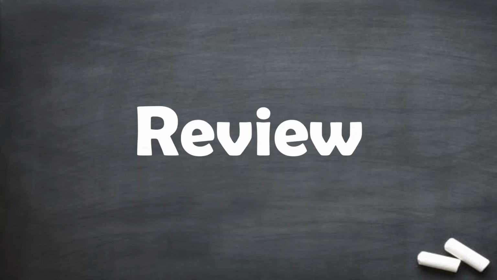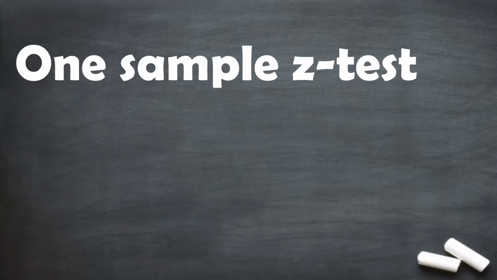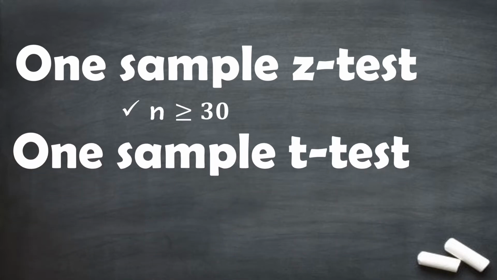Before anything else, let's have a quick review regarding the past lessons that we had. The first statistical test that we discussed is one sample z-test. We use one sample z-test if we want to determine if the given sample is a representation of a given population. And also, we use one sample z-test if the number of samples in the given problem is greater than or equal to 30. The second statistical test that we discussed is one sample t-test.